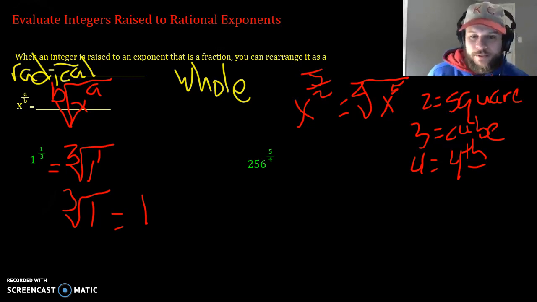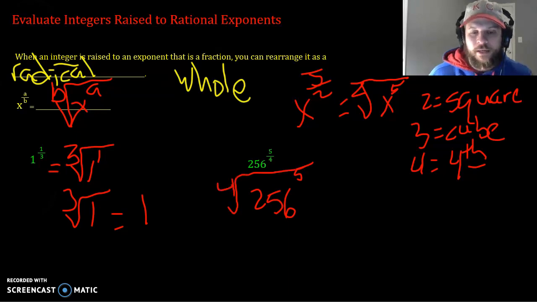Now for 256 raised to the 5 over 4 power, you would have 256 to the 5th power, and then you would be taking the fourth root of that. Anytime that you would have a variable, it would just simply be written like this. You would not have to simplify or do anything else to get it down to a number. But 256 to the 5th power, and then the fourth root of that.